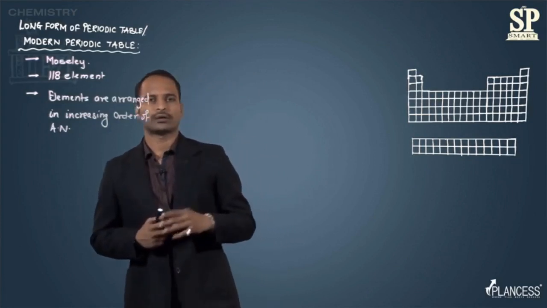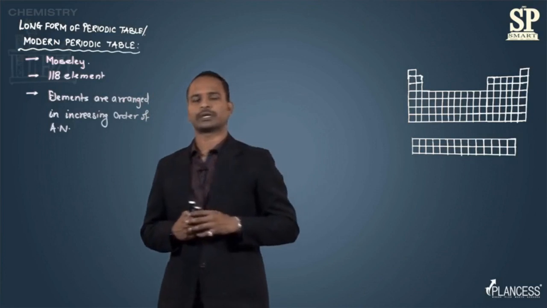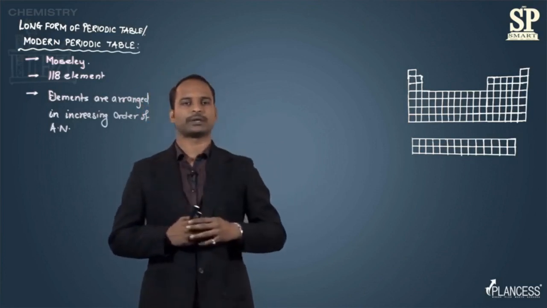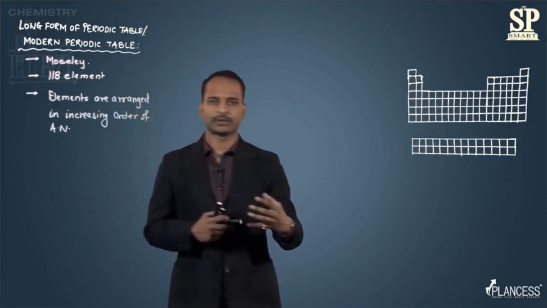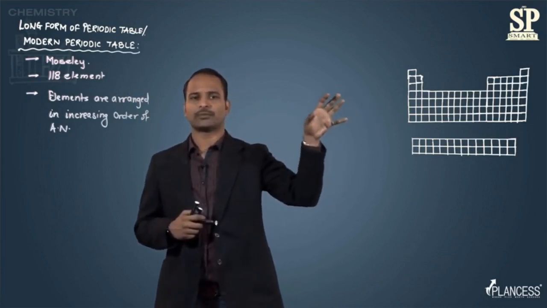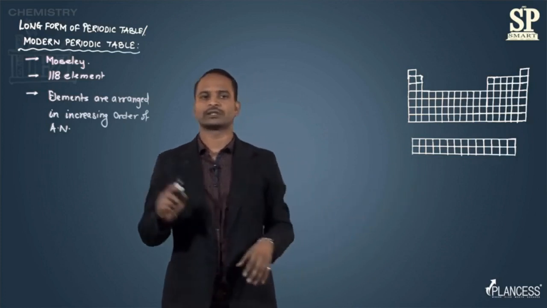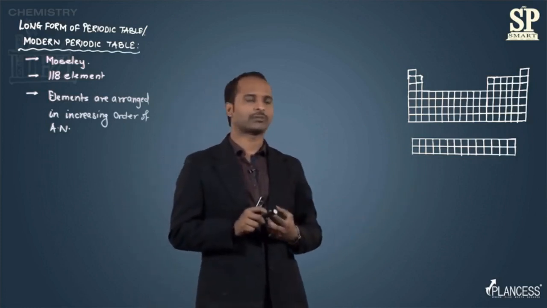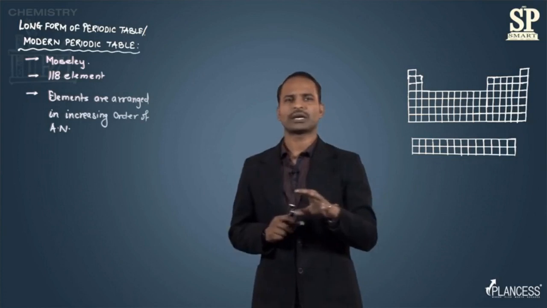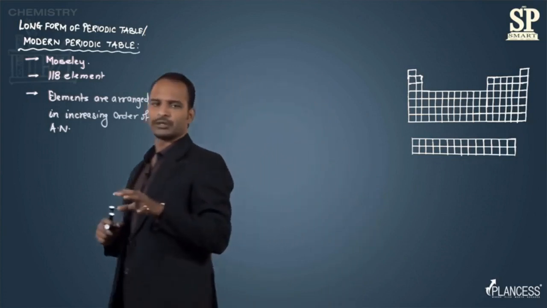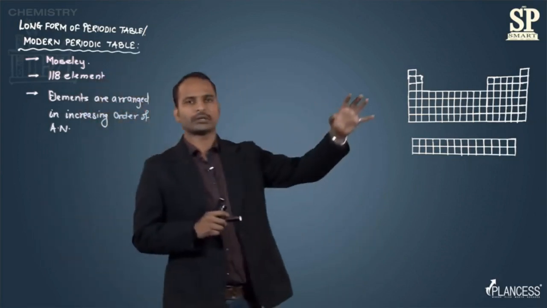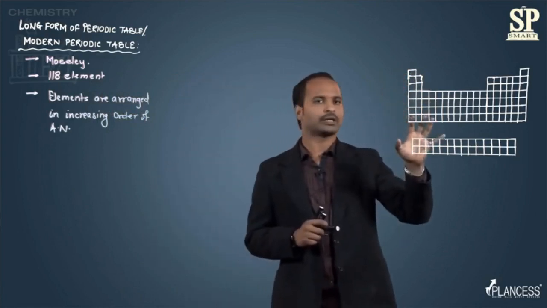And the law is that all the physical and chemical properties of the elements are a periodic function of their atomic number. In the earlier periodic table, the law was a periodic function of atomic masses, while here the properties are a periodic function of their atomic number, because here the arrangement has been done on the basis of atomic number only. This is the modern periodic law.